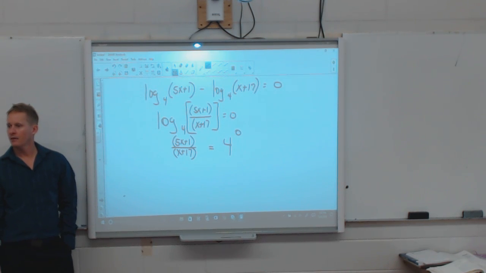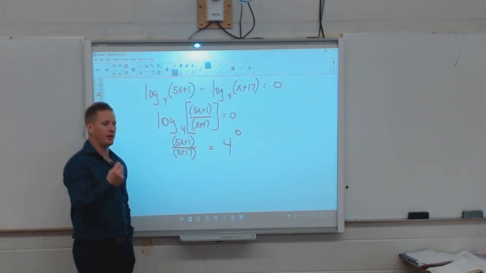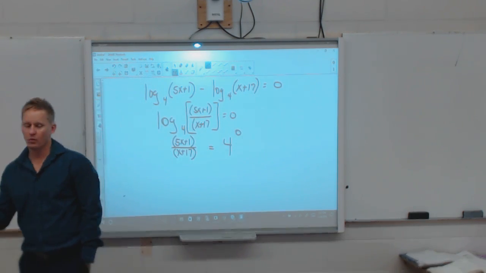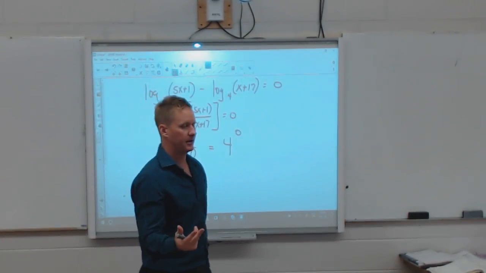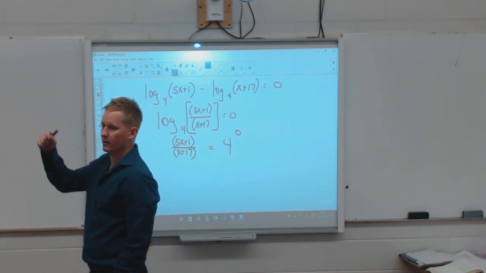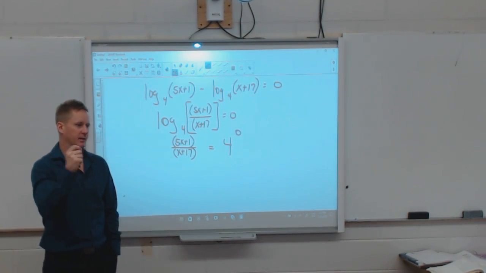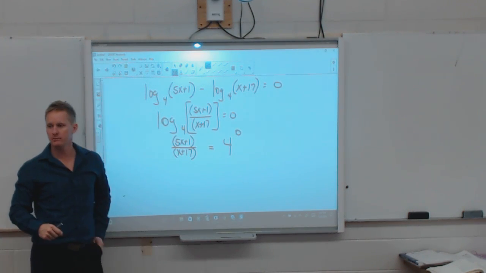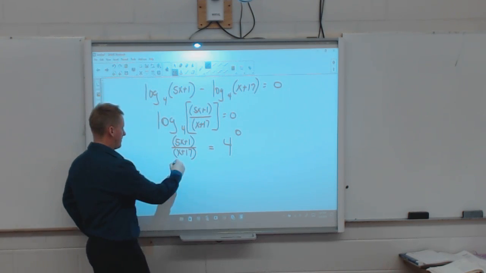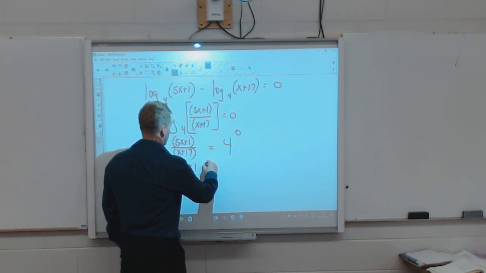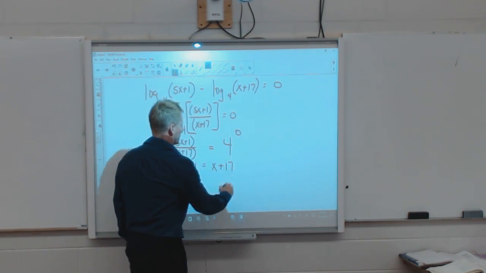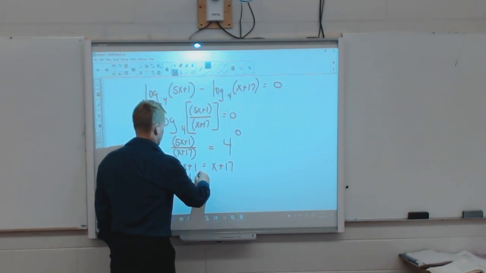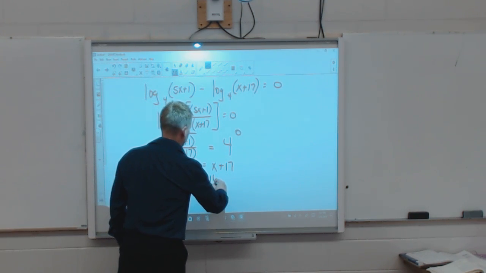That's the primary and most important log operation you're going to do: change from a logarithm to an exponential. At this point, what's 4 to the 0? 1. Multiply that up. I get 5x plus 1 equals x plus 17. 4x equals 16, x is equal to 4.